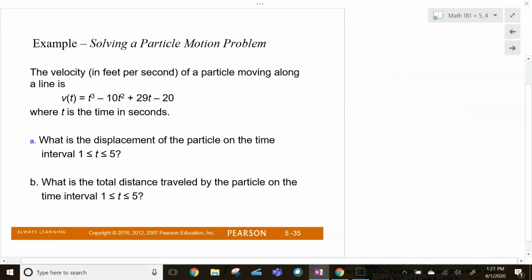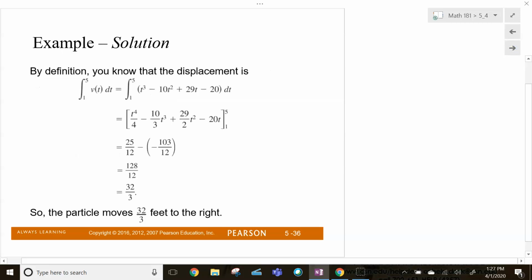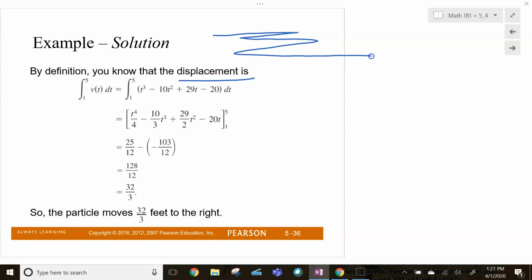Okay, so let's do a problem with that. What's the displacement of the particle on the time interval from 1 to 5 for the velocity function t cubed minus 10t squared plus 29t minus 20? For the total displacement, we're just going to run the integral. Even though it went back and forth and back, whatever it did, it's where did it end up minus where did it start. So we just run the integral on that, and you end up with 32/3 feet to the right as your total displacement.